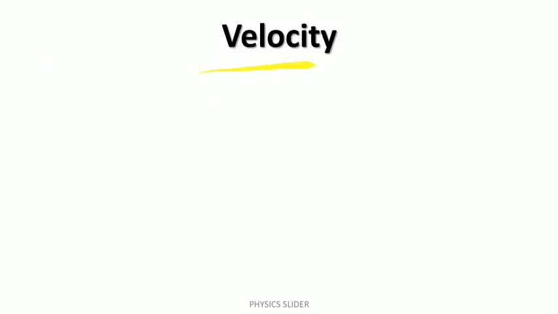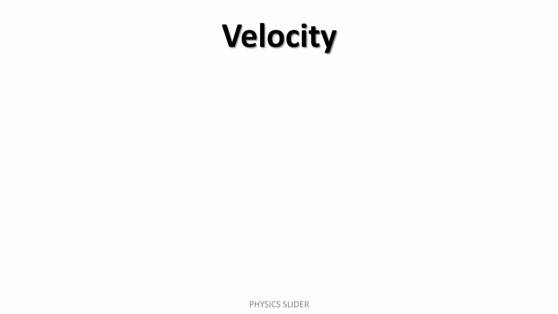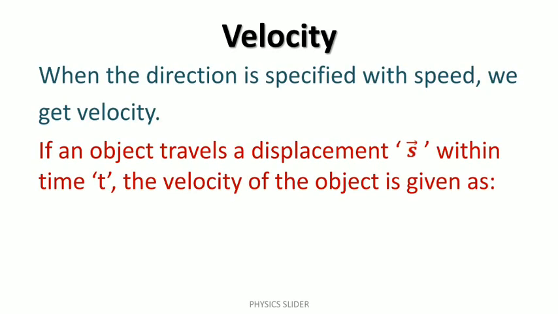Now let's talk about velocity. Watch here. When the direction is specified with the speed, we have already talked about speed. When the direction is also specified with the speed, then we get the velocity. So if an object travels a displacement s within time t, then the velocity of the object is given as this. This is the expression for the velocity. Vector v is equal to vector s upon t. This is the expression for the velocity.